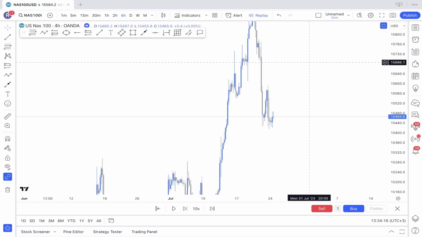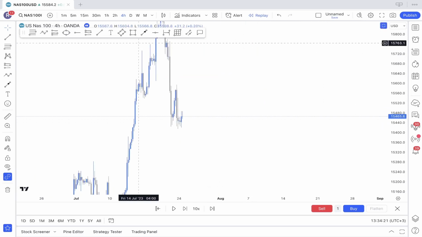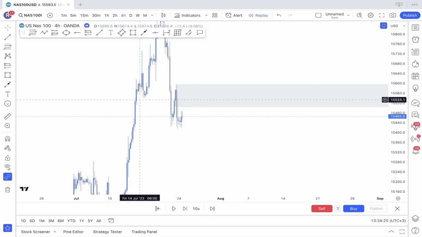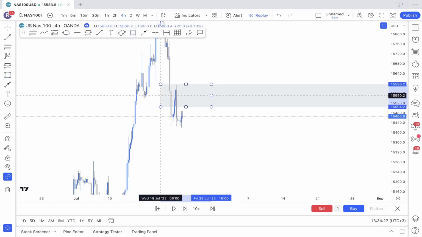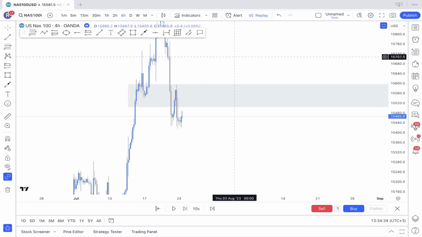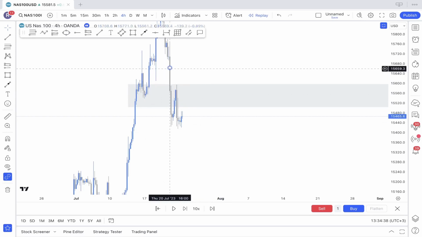And on the 4-hour, I spotted this 4-hour supply level right here, okay? And if I look closely and I drag this rectangle to the left, we can see that this zone right here was a support level that now became resistance. Okay, so this zone right here definitely is a higher time frame point of interest.